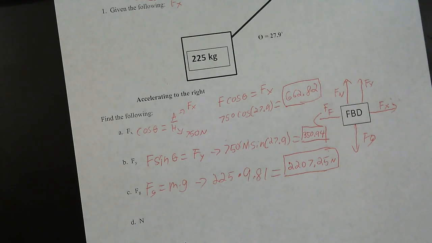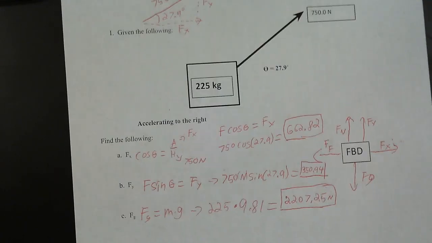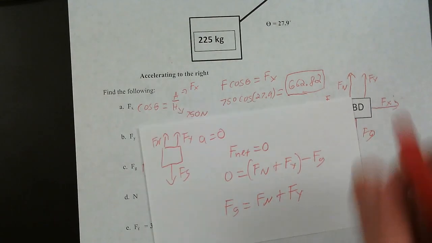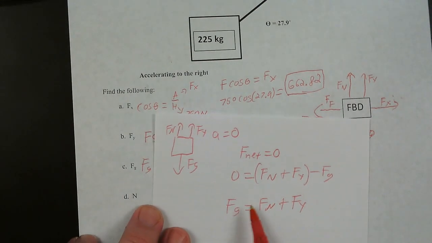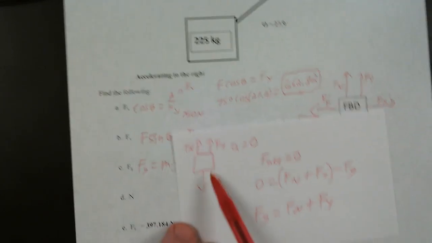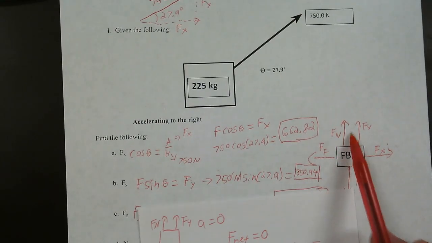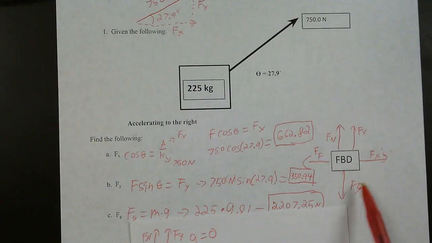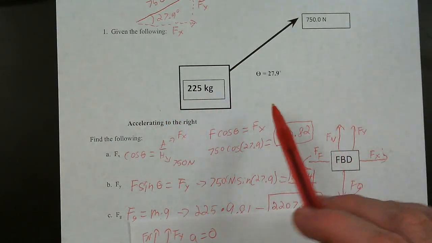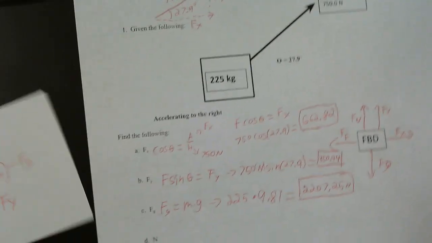Alright, so now I know when I am looking for Fn, I have to check and see what my formula is going to look like. In this case, because I am going up and to the right, I know it's going to look a lot more like this. Fg equals Fn plus Fy, because they're both pointing up, which is exactly what I have here in my free body diagram. Fn plus Fy equals Fg, because if this is accelerating to the right and not up at an angle to the right, I know my net force up and down has to be 0.